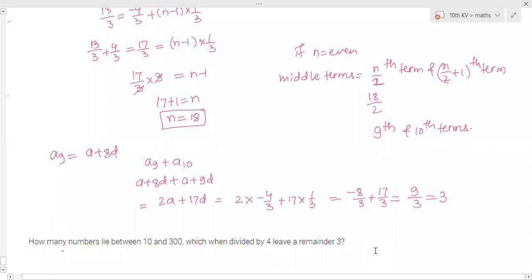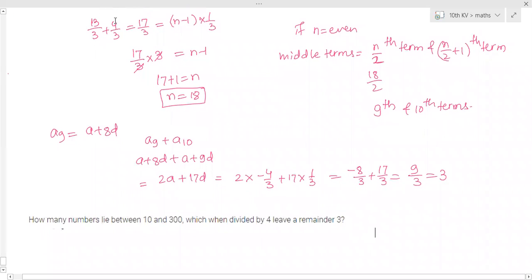Next question. 51st one. How many numbers lie between 10 and 300, which when divided by 4 leave a remainder 3? Now we have to find out the first term of the AP.